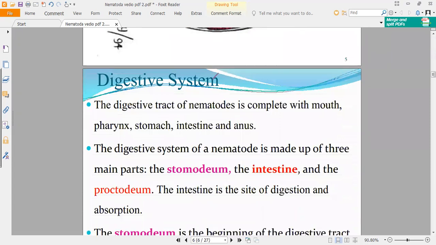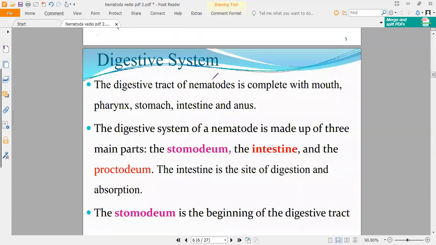The other thing is the digestive system of nematodes. The digestive tract of the nematode is complete with mouth, pharynx, stomach, intestine, and anus. It has a complete digestive system, so these digestive structures are present.